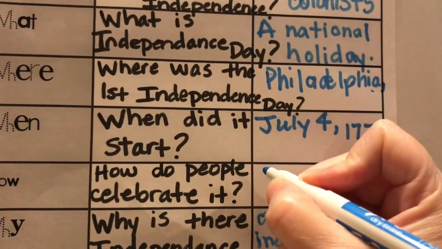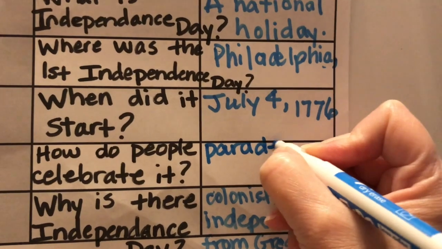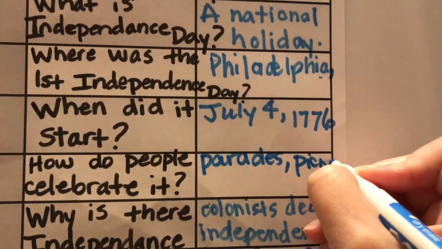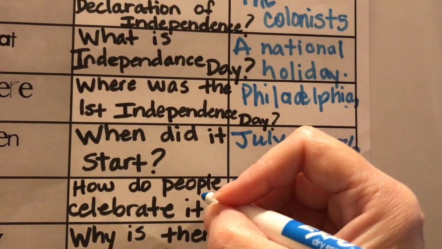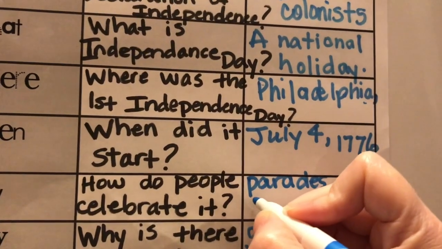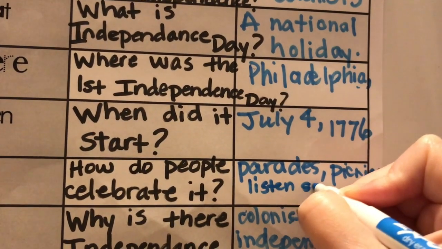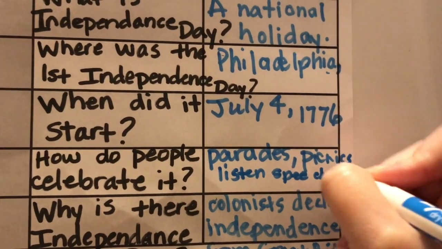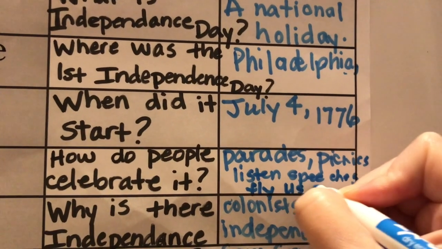Well, it says they have parades. They have picnics. They can listen to speeches. And they can fly the U.S. flag.